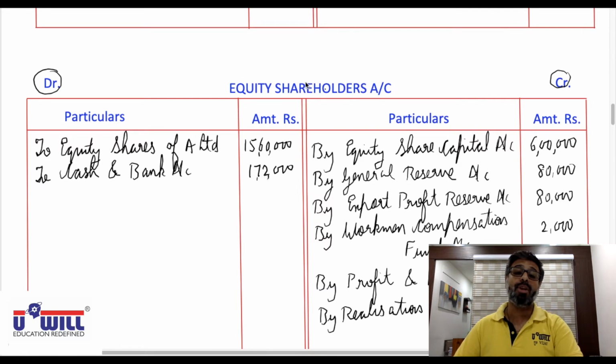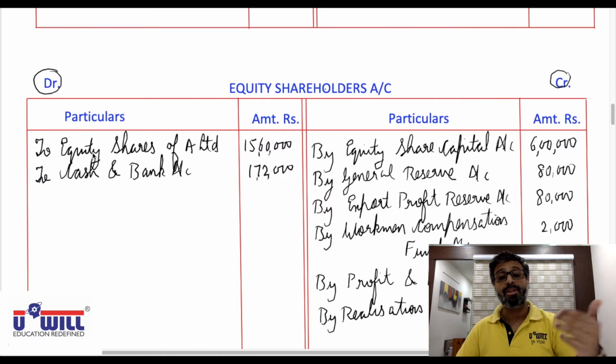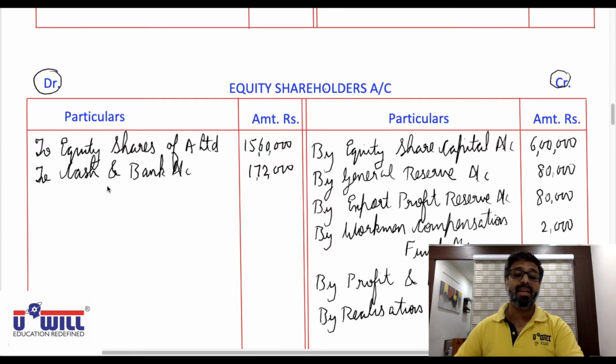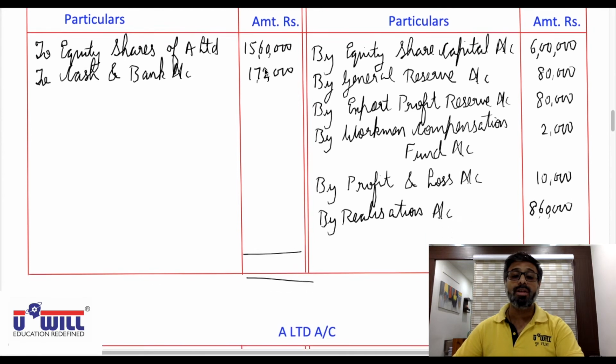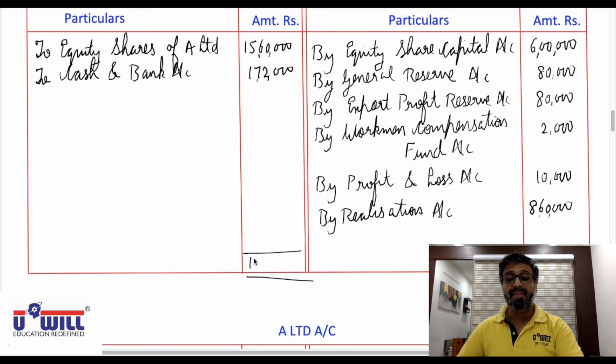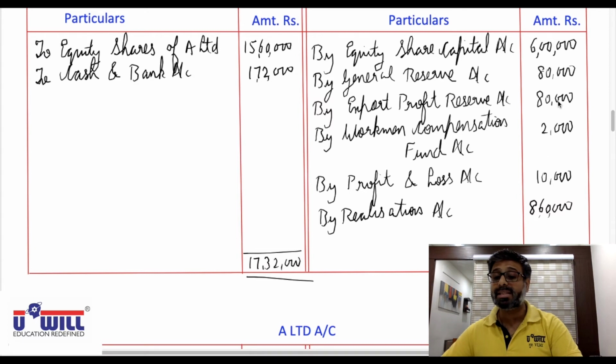Okay, from logic point of view, equity shareholders are the receiver, so debit the receiver, equity shareholders account debit, and we give them equity shares and cash. So equity shares goes out, cash goes out, credit what goes out, to equity shares of A Limited, to cash and bank account. Now finally I told you equity shareholders must tally, means it must also get closed. So you can see here 17,32,000 is the total of debit side. Now see on credit side.